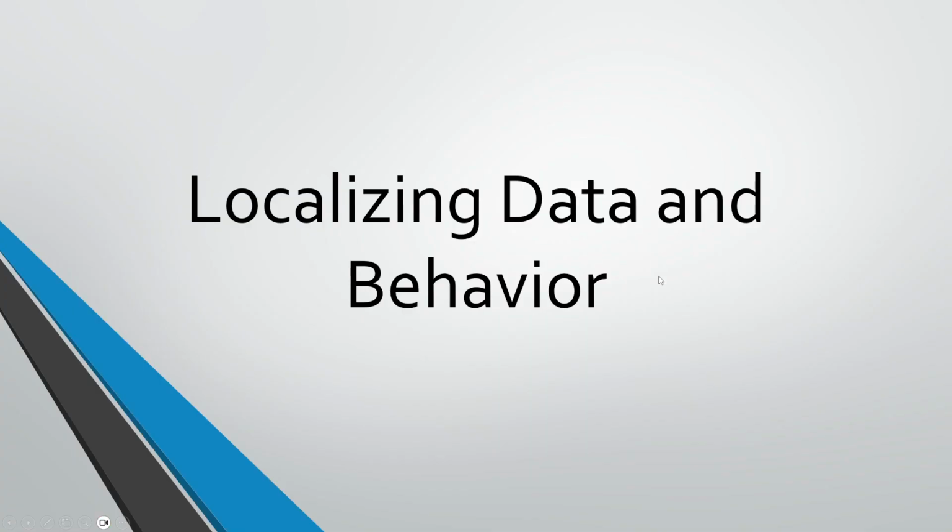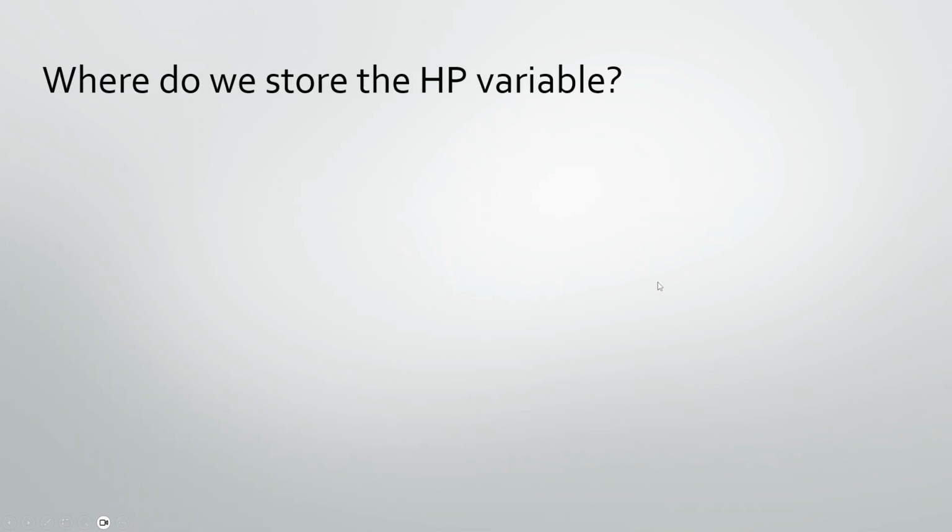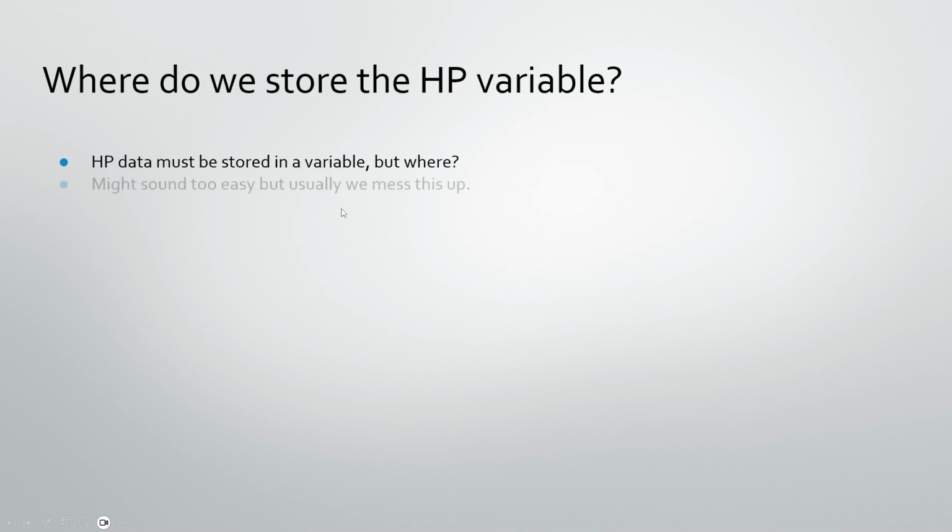So first, localizing data and behavior. So question, where do we store the HP variable? The HP data must be stored in a variable, but where? It might sound too easy, but usually we mess this up. Usually kasi yung iba, kung saan nila nilalagay yung HP, either sa class or they create a component, or even worse, well, not worse, but sa managers, right?